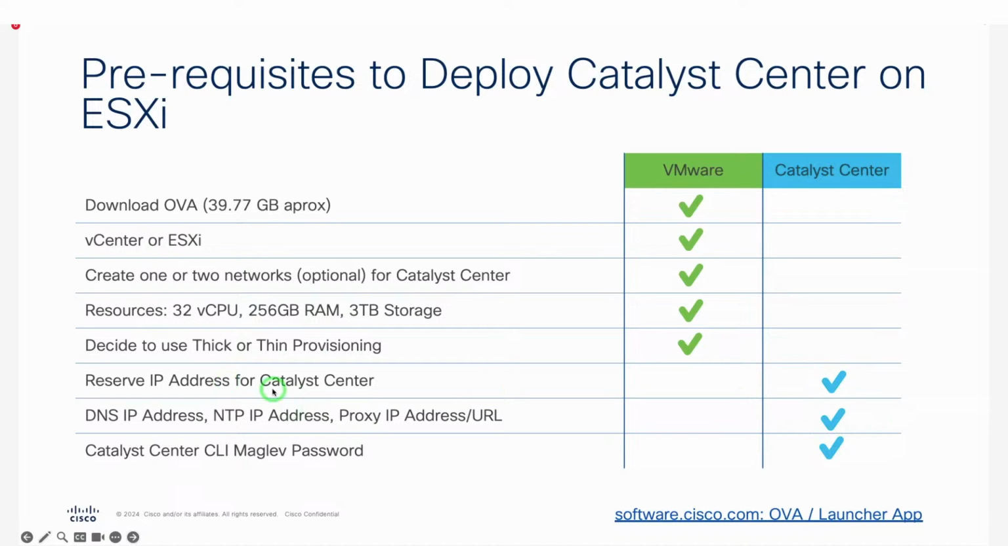Finally, on the Catalyst Center side, you will need to reserve this IP addressing on your network, the DNS, NTP, proxy address URL, and then get a maglev password. We will review that quickly in the demo.